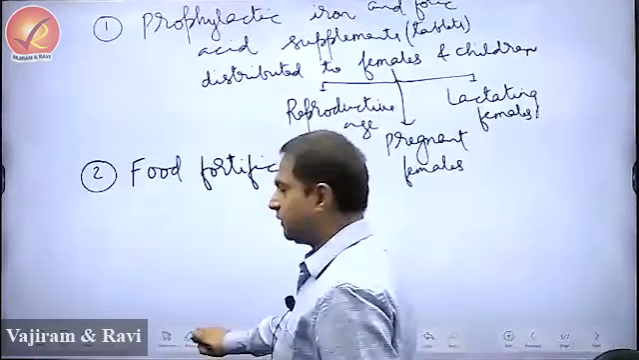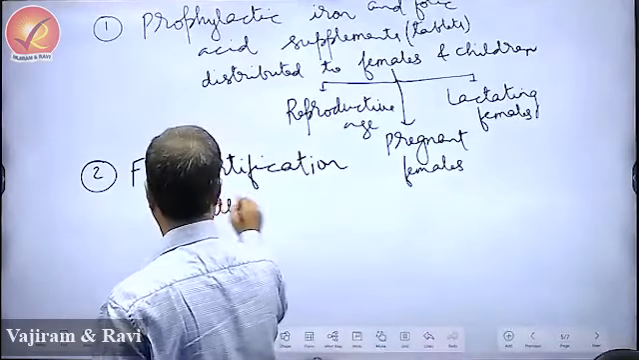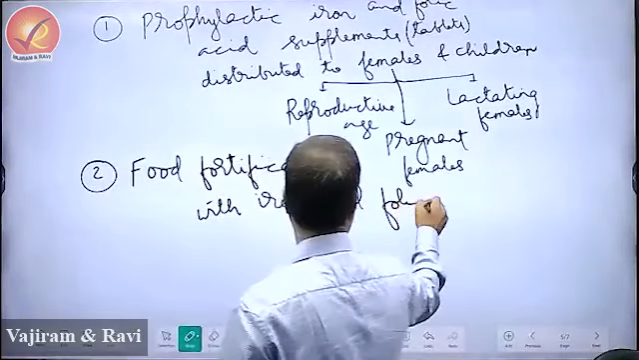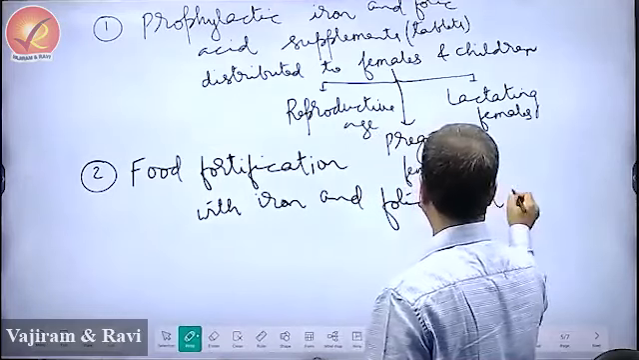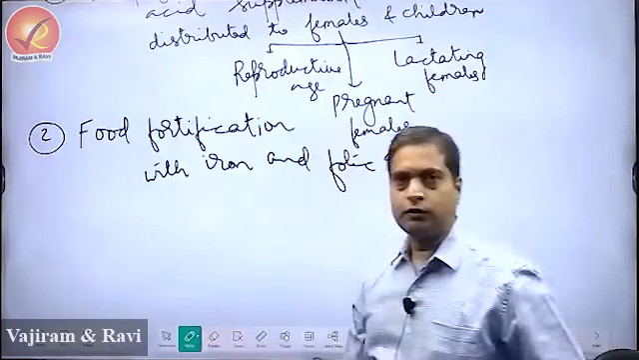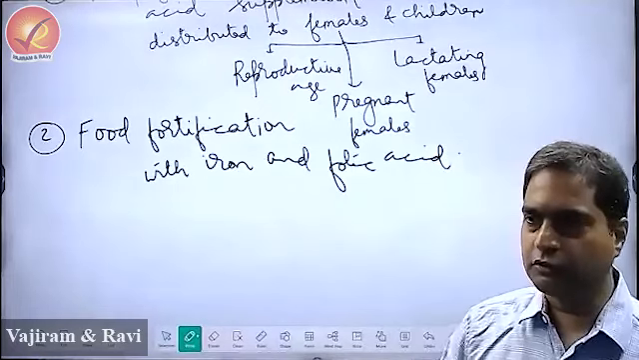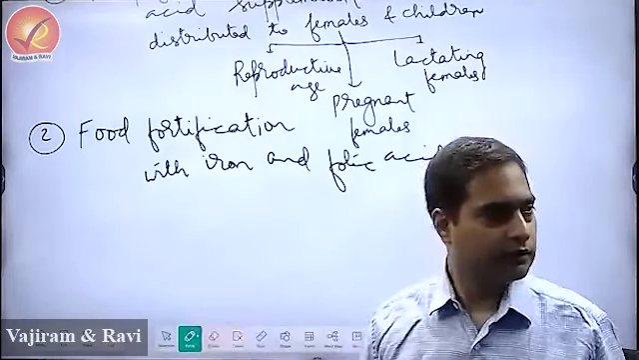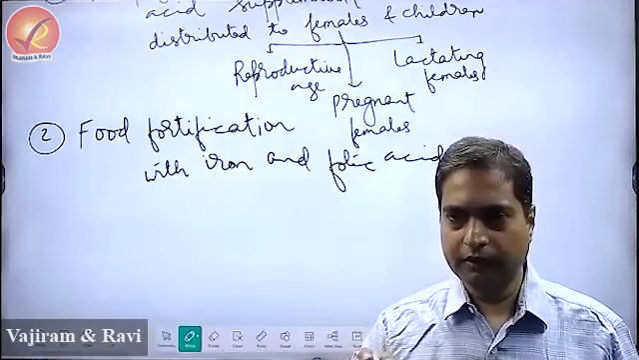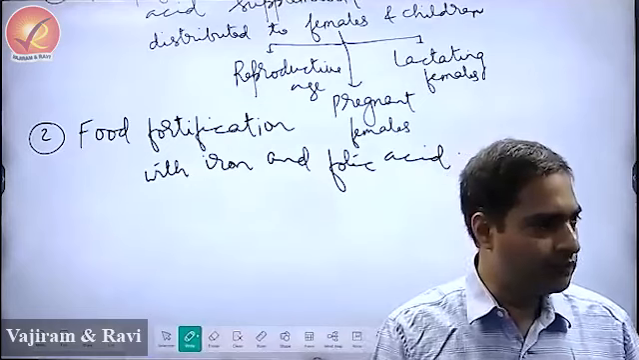Then another thing, food fortification with iron and folic acid. Staple food, suppose it is rice. Staple food means the food that is consumed for a longer duration in the population. That is a staple food, the primary energy source. For example, in some populations it will be rice, somewhere it could be wheat, isn't it?